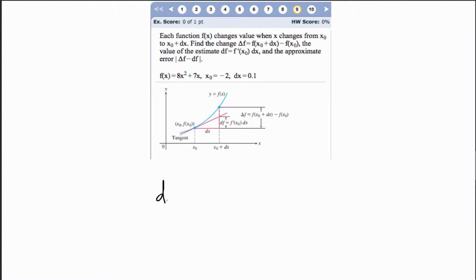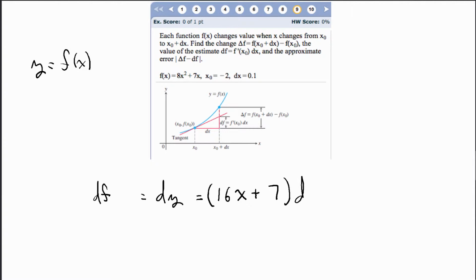So first we find y equals f of x. Normally, well, I'm going to call it dy. In our situation, it's the same as df, right? But I'm going to call it dy as well. So first I have to differentiate the function. So I get 16x plus 7, and then I have to multiply by dx.